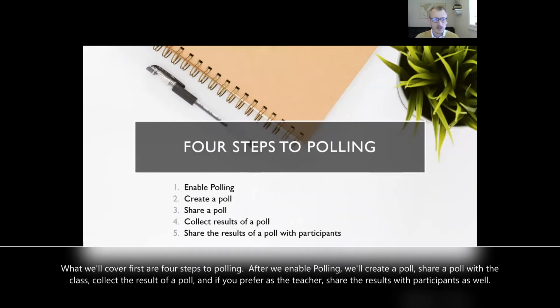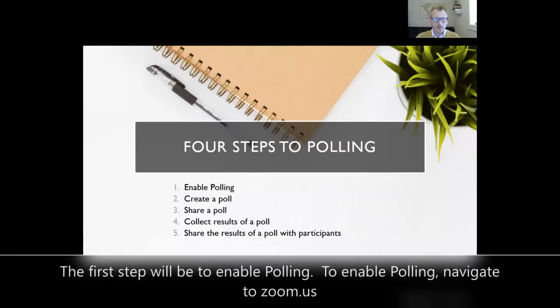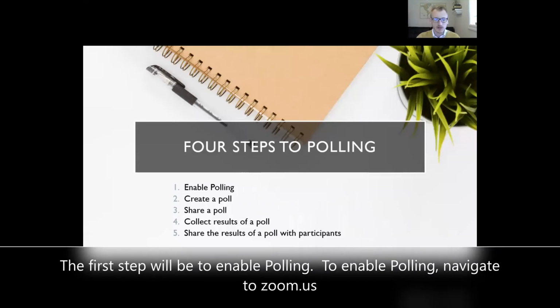What we'll cover first are 4 steps to polling. After we enable polling in Zoom, we'll create a poll, share the poll with the class, collect the results of a poll, and if you prefer as the teacher, you can share the results with participants as well. That's up to you. The first step will be then to enable polling.